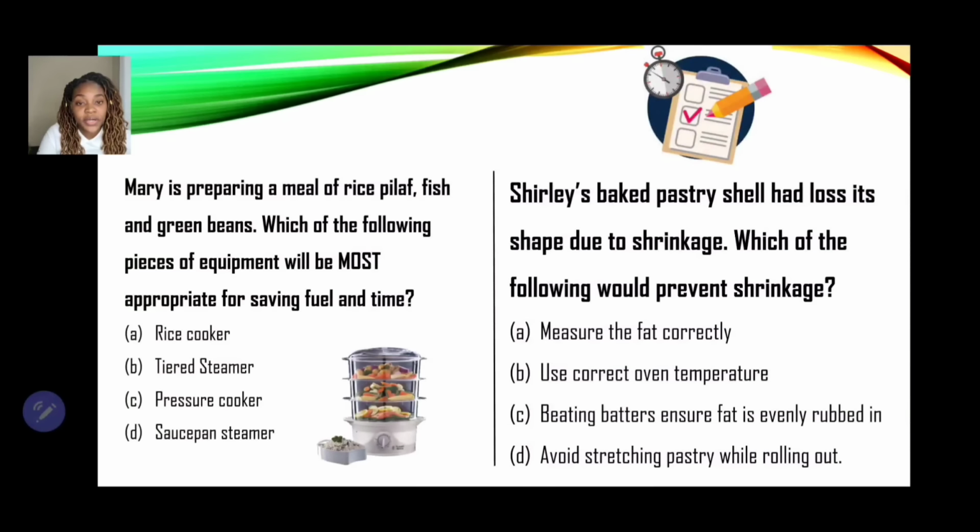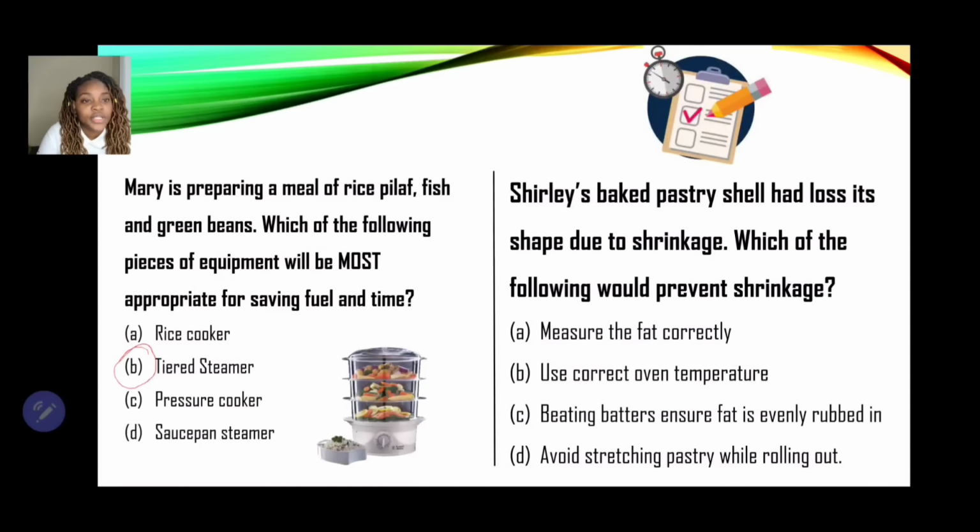A, rice cooker. B, tiered steamer. C, pressure cooker. And D, saucepan steamer, right? Now what I included there for you is an image of what the tiered steamer looks like. Now we're cooking rice, we're cooking fish, and we're also cooking green beans. Now we're cooking 3 things, and our third steamer has what? Different levels, as you can see there in the image. So the ideal answer here would be a tiered steamer.